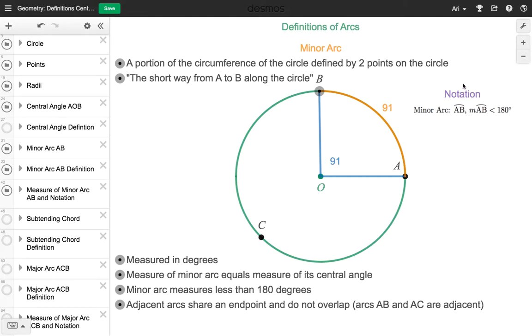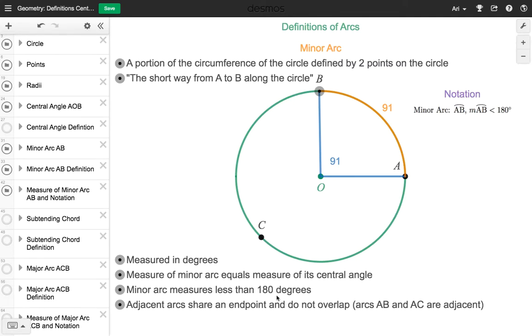We have a notation over here for minor arcs. Minor arcs are written A to B with a little arc on the top of it. And the measure of the minor arc is written like this, M of AB. And that would be equal to 91 degrees in this case. But in general, all minor arcs measure less than 180 degrees.